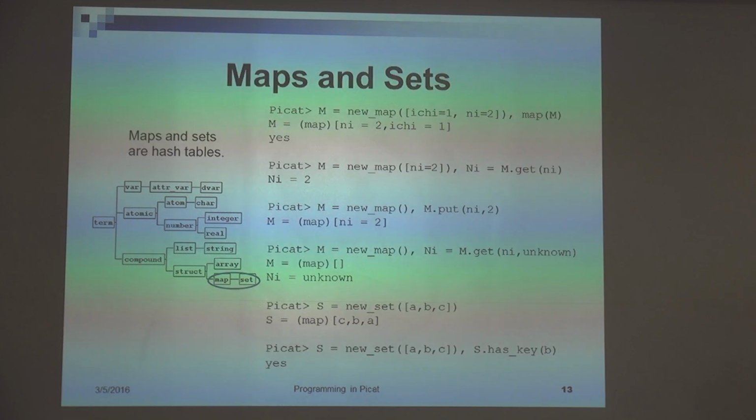All right, maps and sets, or hash tables. You can use new map to create a map. You can initialize a map with a list of key value pairs, and you can use get to retrieve the value associated with the key. And you can use get with three arguments, passing it a default value. So in case there is no value associated with the key, then the default value is returned.